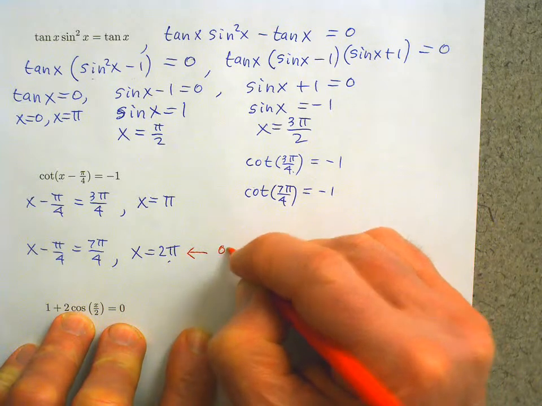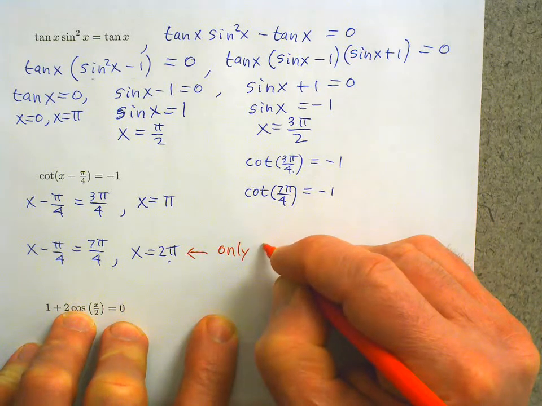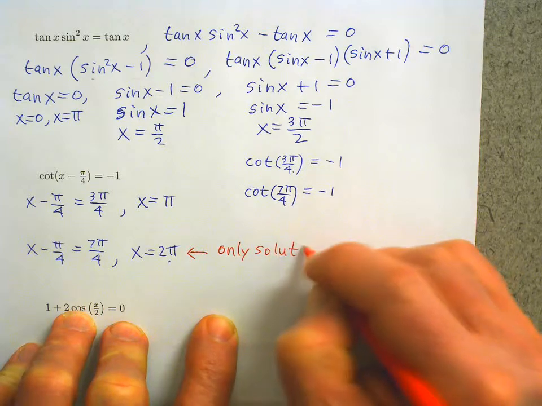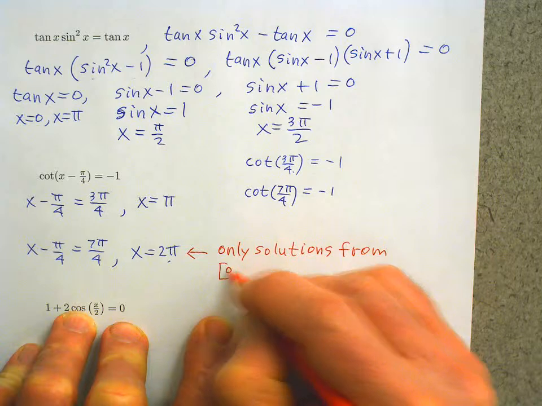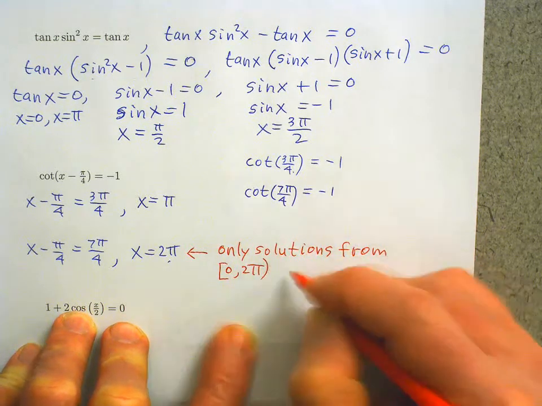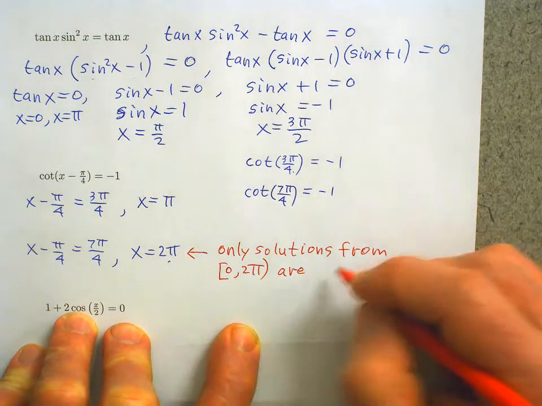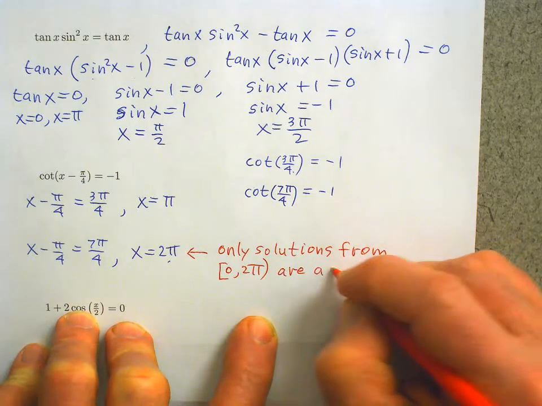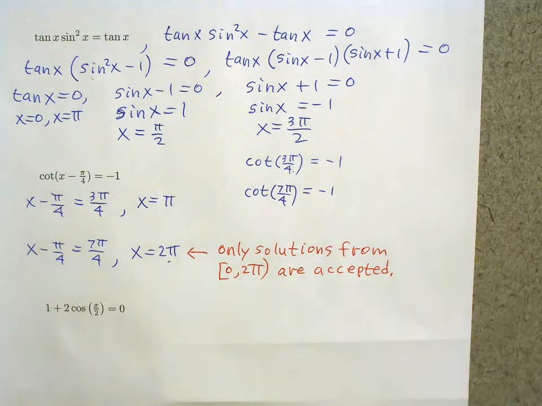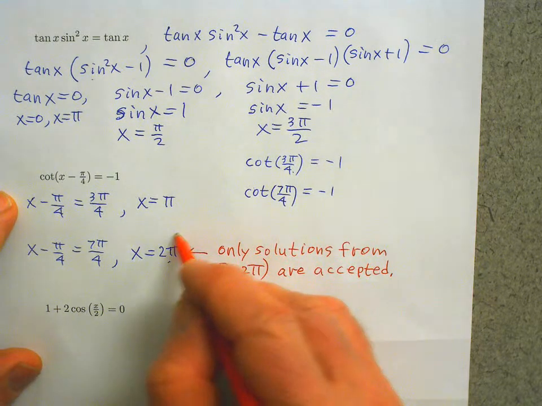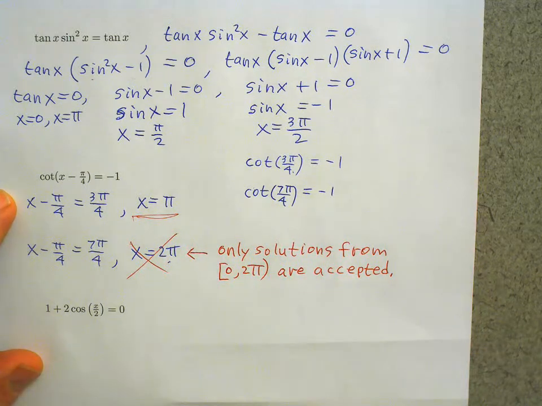So only solutions from the interval from 0 to 2 pi are accepted for whatever reason. But okay, there is another solution. So what is it? So x equals pi is a solution.